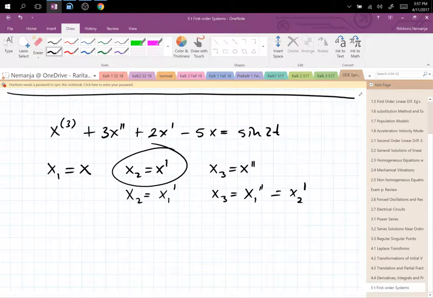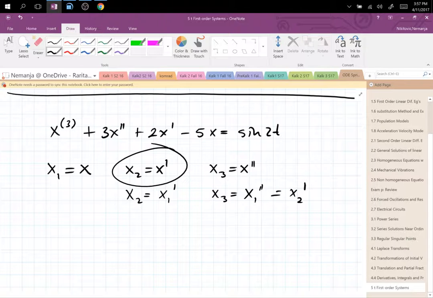The new function x1 that I'm using is like substitution, you know, u equals x plus 3. So the new variable, new function, I can use u, v, and w, or I can use x1, x2, x3. It doesn't matter. If it's going to make you happier, I'll use u, v, w. So x1 is x, x2 is x prime, and x3 is x double prime. Now, x2 is x prime, but x prime, if you differentiate, is x1 prime.